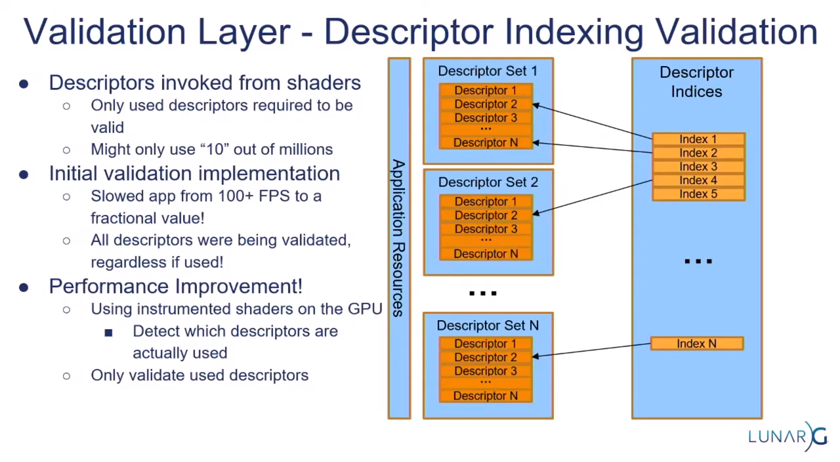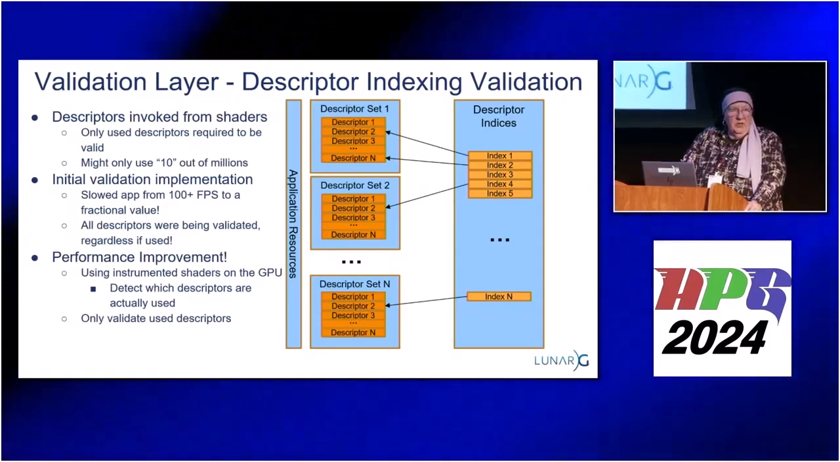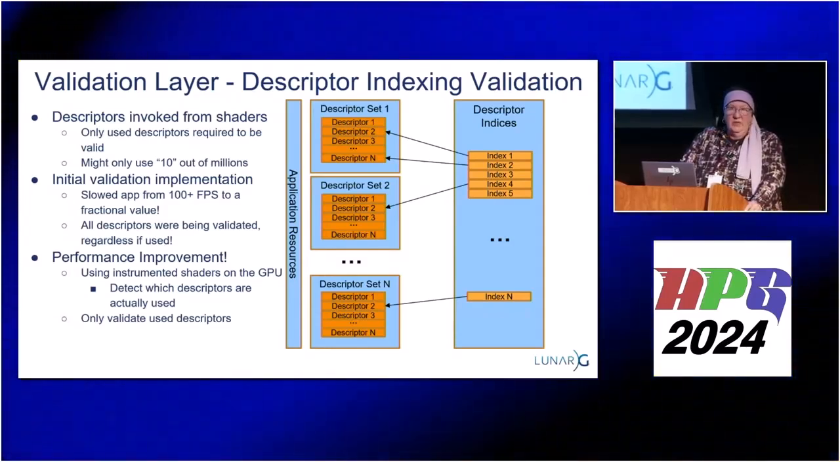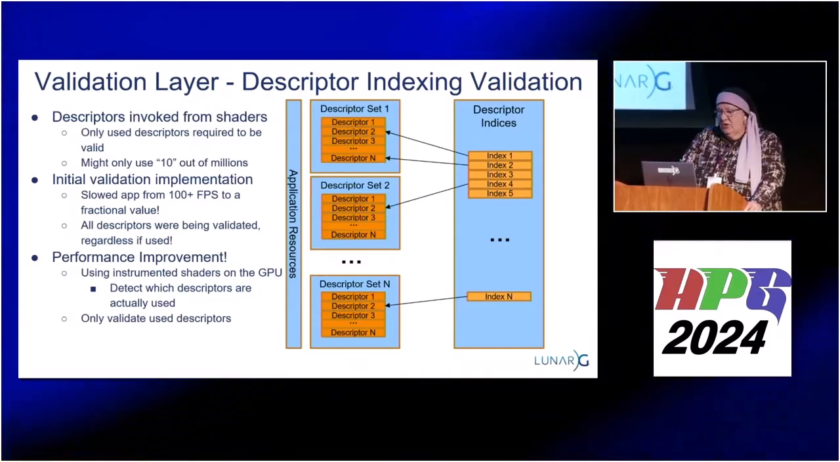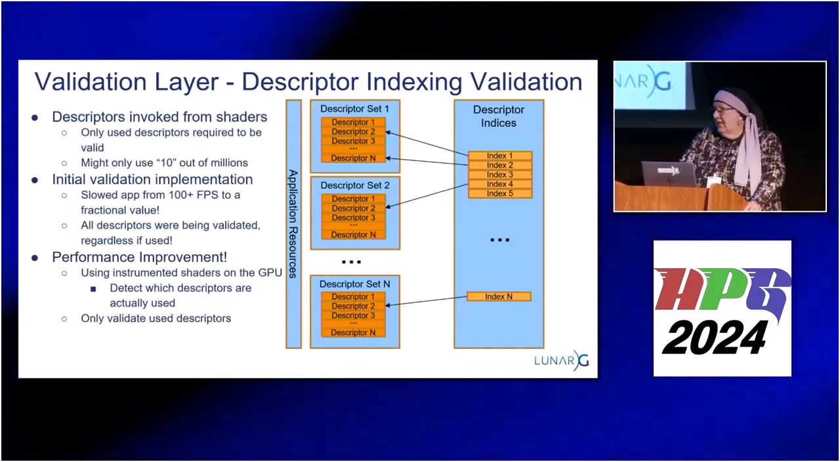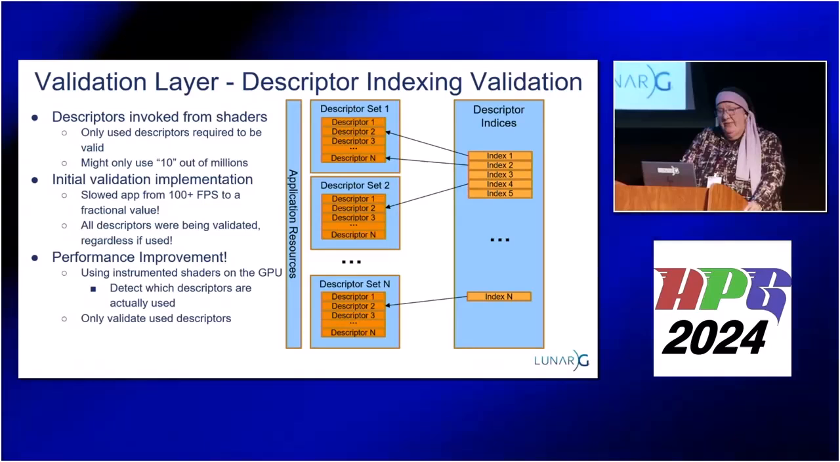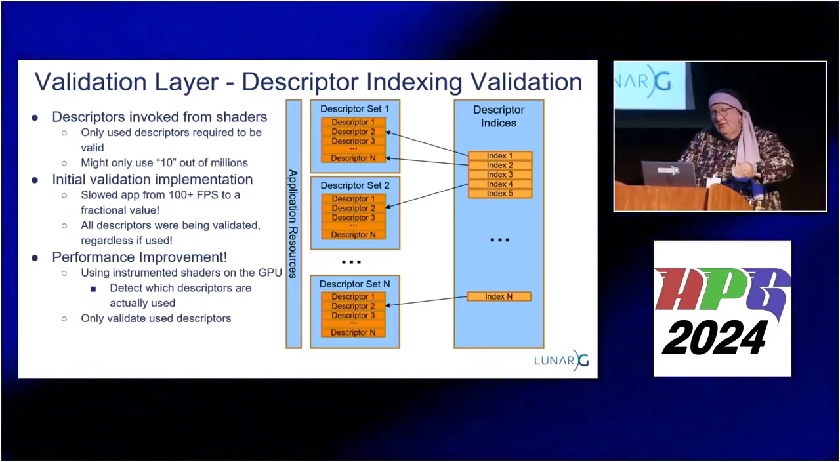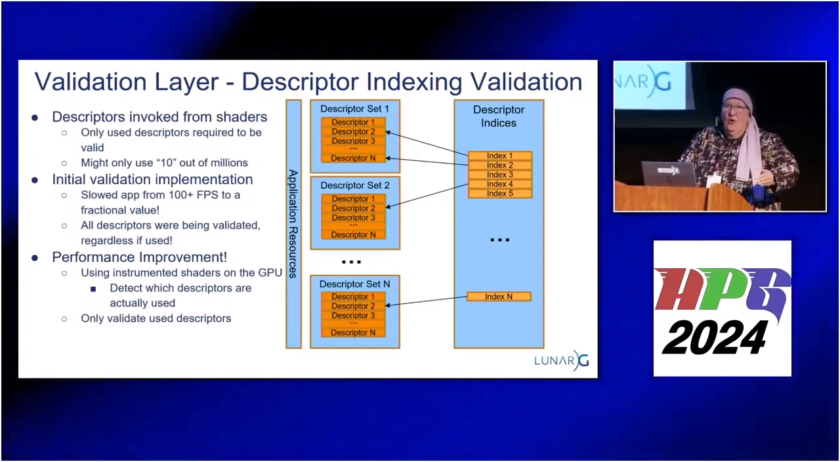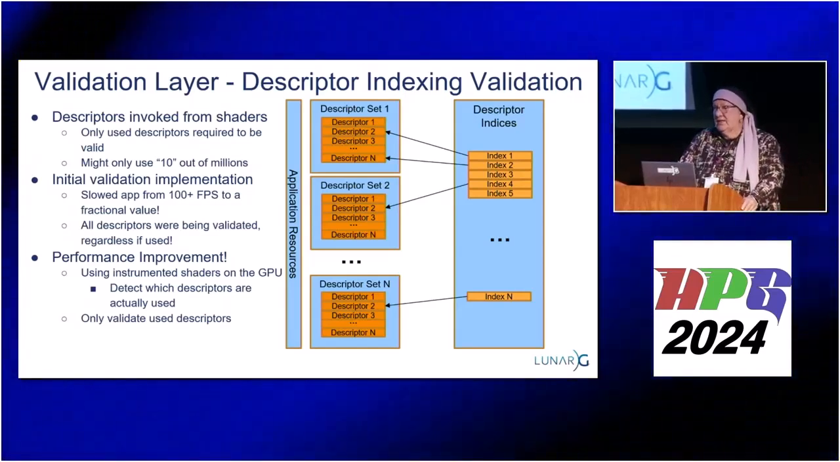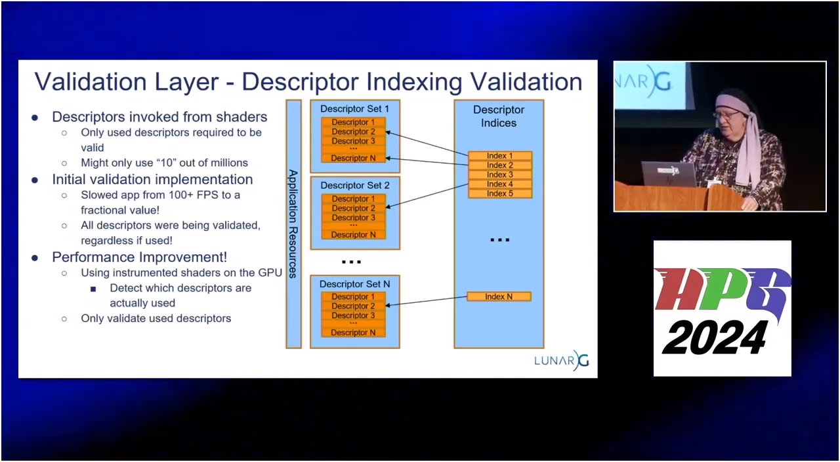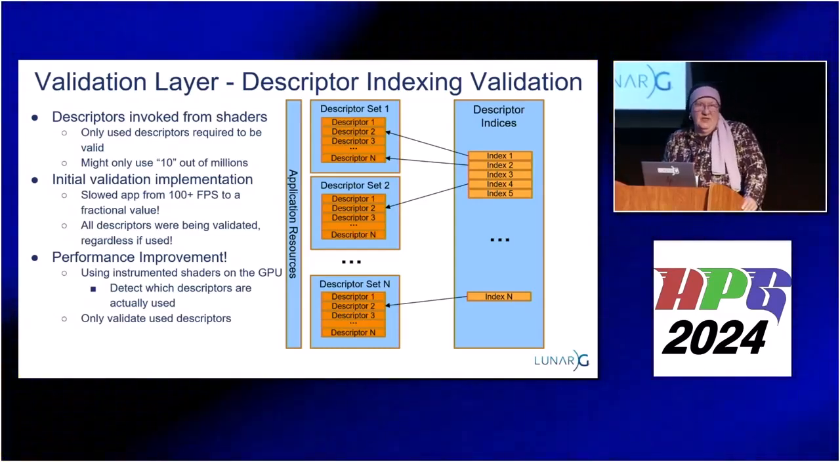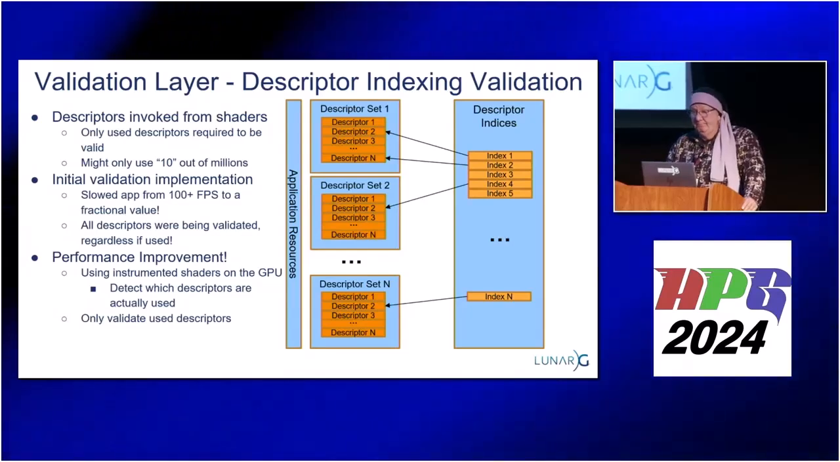Well, the problem was we were validating all the descriptors, even if they weren't used. So how could we know that they were used? We started using our GPU-assisted validation. We'd instrument the shaders on the GPU to detect which descriptors are actually used, and then only validate those. So there had to be a passback from the GPU. Use this one in the validation. Okay, now we'll go validate that one. Got some very significant performance improvements from it. That project was a very interesting project, but it took about a year to complete.